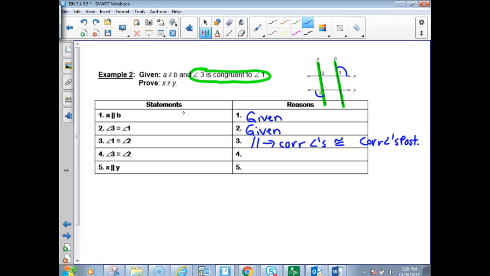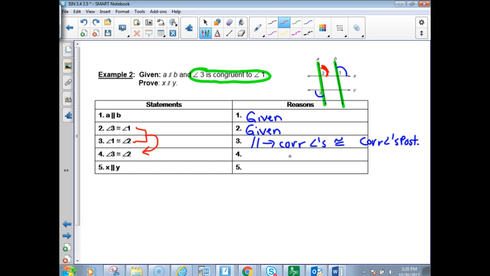Angle 3 is congruent to angle 2. Now, okay, we got to go back. I'm going to mark this up here because I already said it. 2 and 3 are congruent, and it's not because of alternate exterior angles, right? Do not write that. Okay, 2 and 3, because I still don't have X and Y parallel, guys. You need to use this and this together to make that.